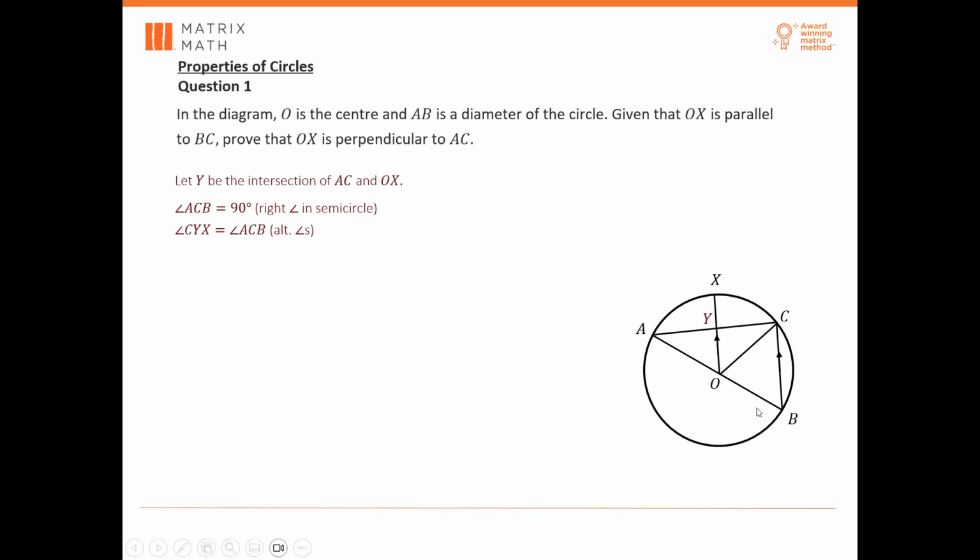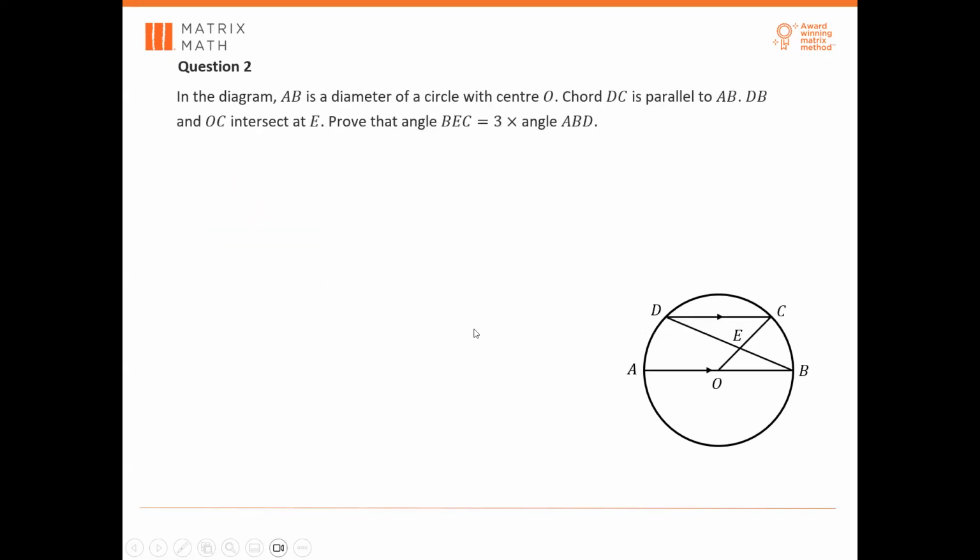And now OX and BC are parallel to each other, right? So by rule of alternate angles, this is 90, and this should also be 90. So therefore, OX is perpendicular to AC because you proved that this is 90 degrees. Okay, so this question 1 done. Let's go to question 2.